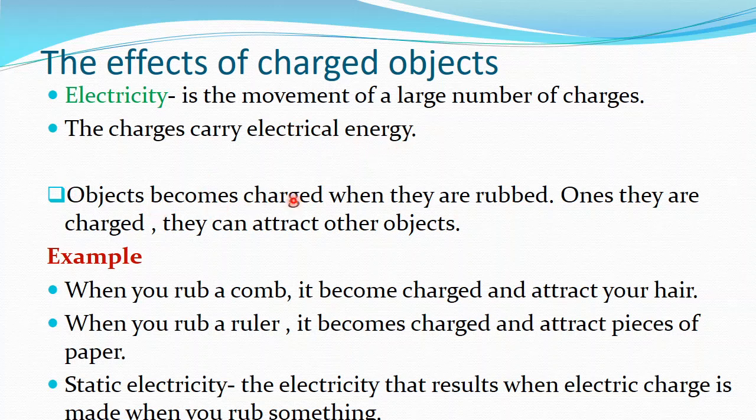Now, objects become charged when they are rubbed. So in other words, when you rub objects, they become charged. Once they are charged, they can attract other objects. For example, when you rub a comb, it becomes charged and attracts your hair. And when you rub a ruler, it becomes charged and it attracts pieces of paper.